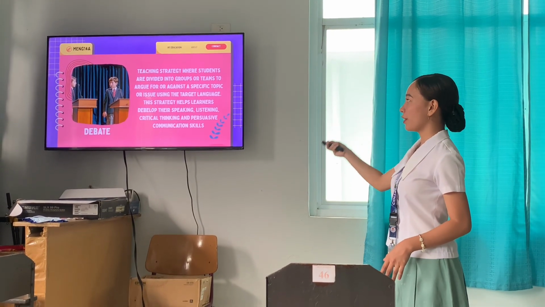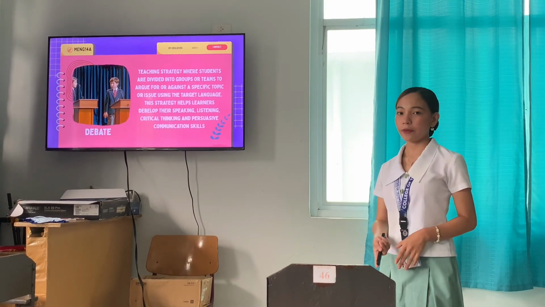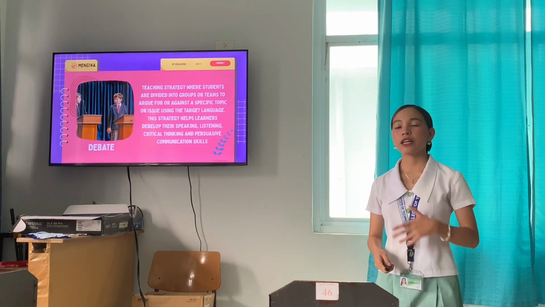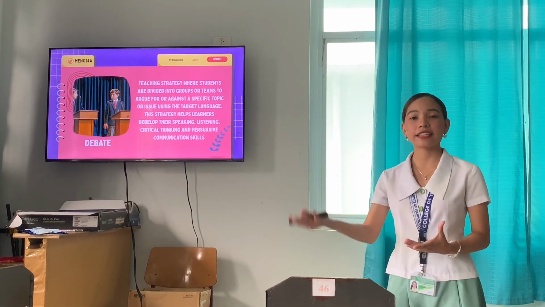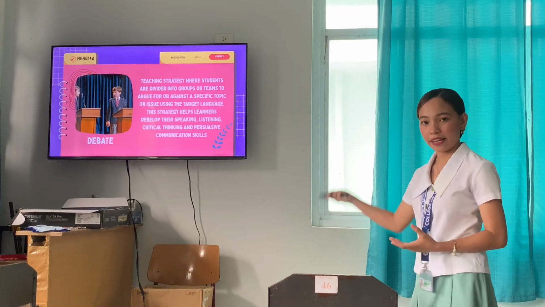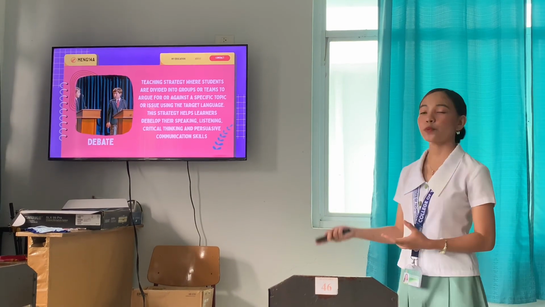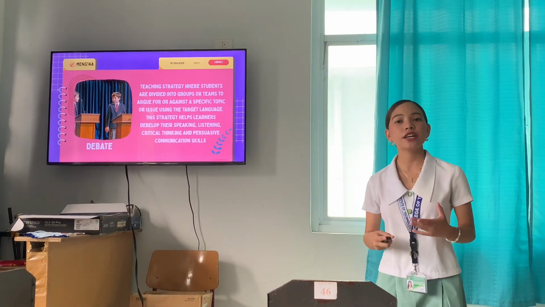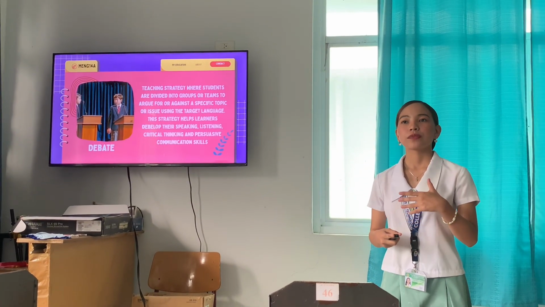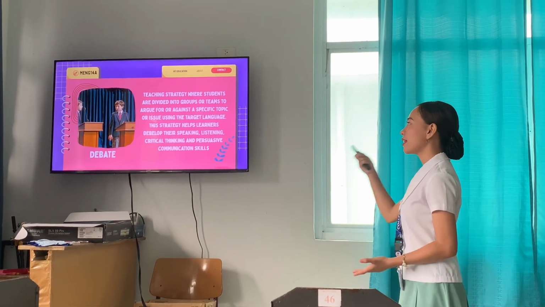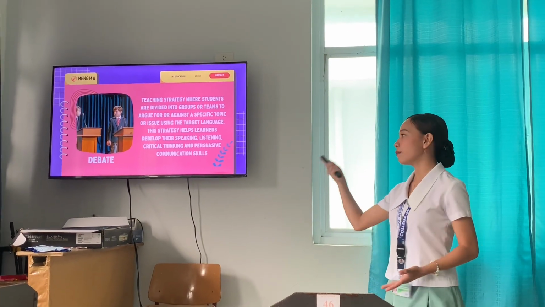They argue for or against a specific topic or issue using the target language. This strategy helps learners develop their speaking because they should speak out of what they defended, and then listening, critical thinking, and persuasive communication skills. So in debate, you teach the learners to practice how to persuade others. So that is how the debate is.